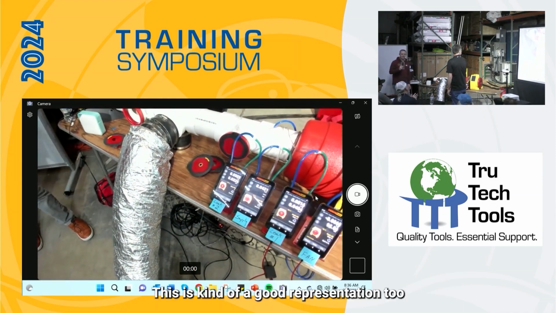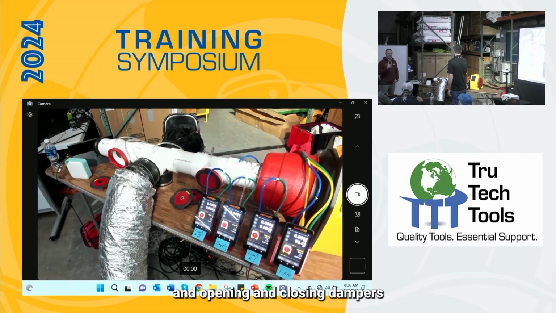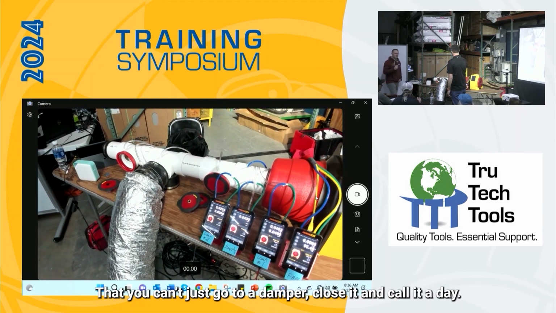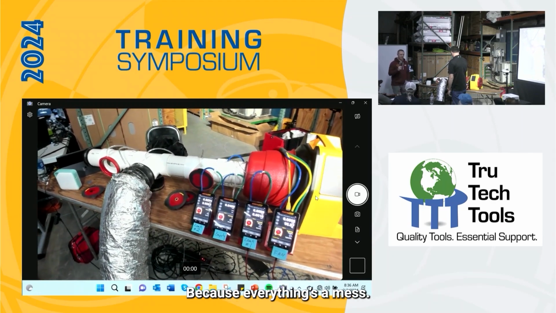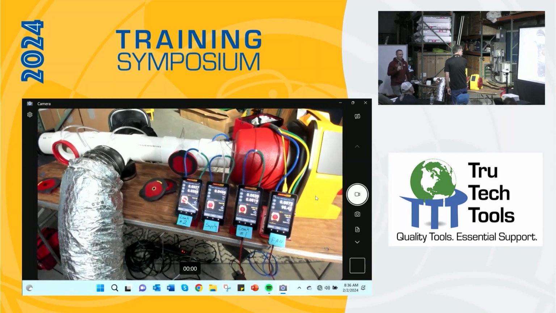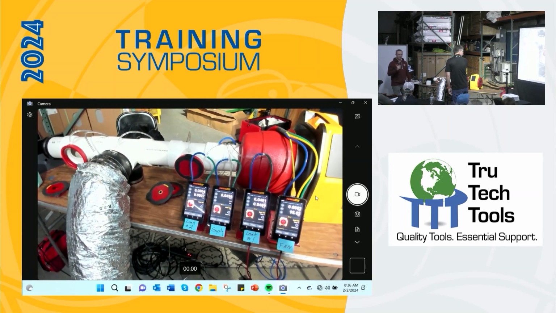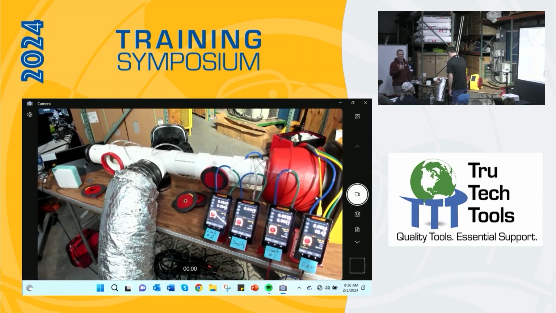This is kind of a good representation too of when you're trying to balance the system and opening and closing dampers. You just can't go to a damper, close it, and call it a day because everything's affected. It changes everything else. It can change the next bedroom over. So it's good to go back and double check those things to see how it changed. If you make one change, it just changes other things down the line.